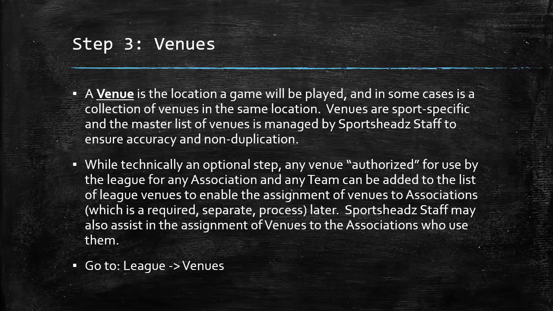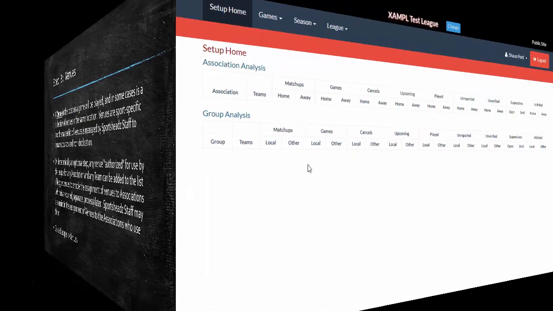One of the ways to help with that process is to first establish the league's list of venues, which will help ensure that the venue exists and that when the venue is assigned to the association, it's a bit shorter of a list than the master list. Let's see what this looks like in action.